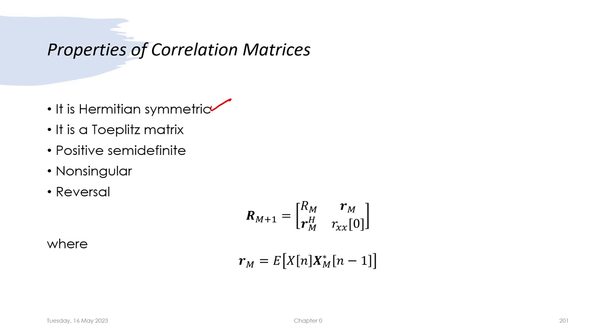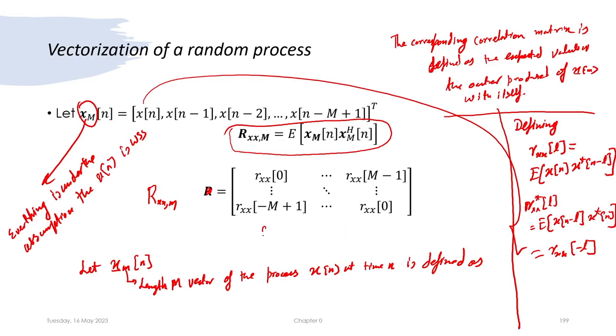This is a Toeplitz matrix. A Toeplitz matrix means that all the diagonals contain identical values. So if you look at this, it will be R x x 0, R x x 1 and so on. Here will be R x x 0, R x x minus 1 and R x x 1 and so on. So this principal diagonal will contain R x x 0s, this will contain R x x 1s, this second diagonal will contain R x x minus 1 and so on. So this is a Toeplitz matrix, all the diagonals contain the same values.